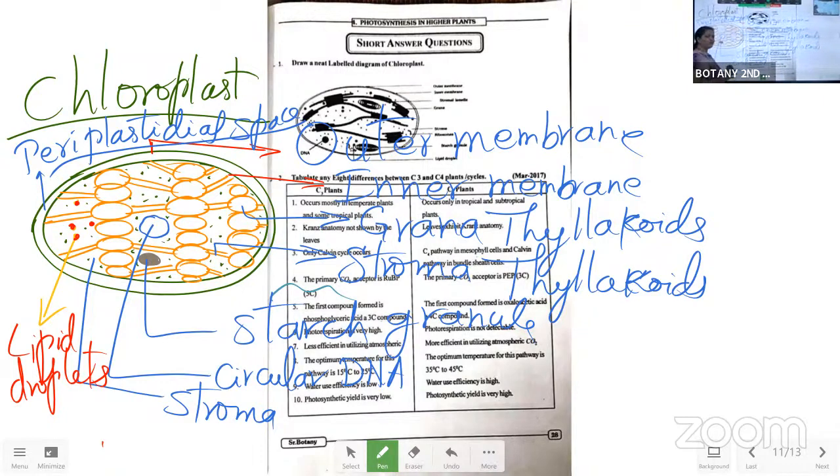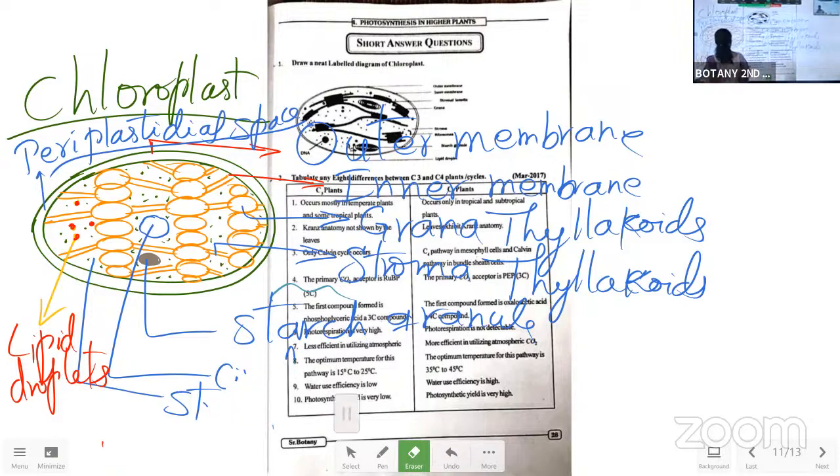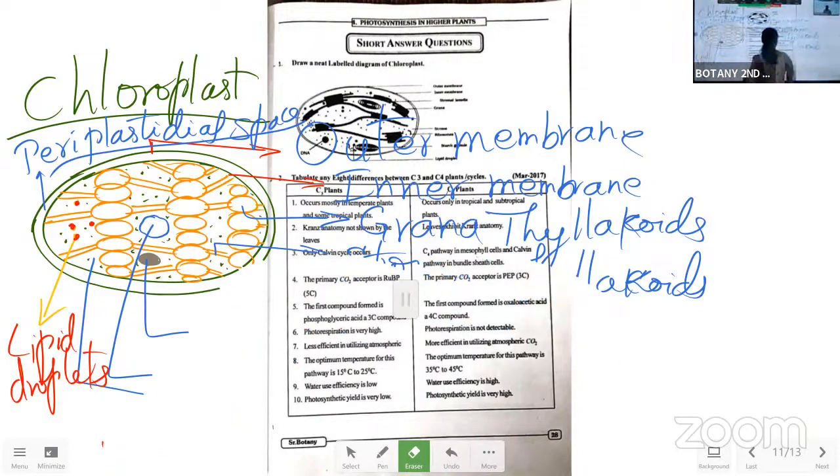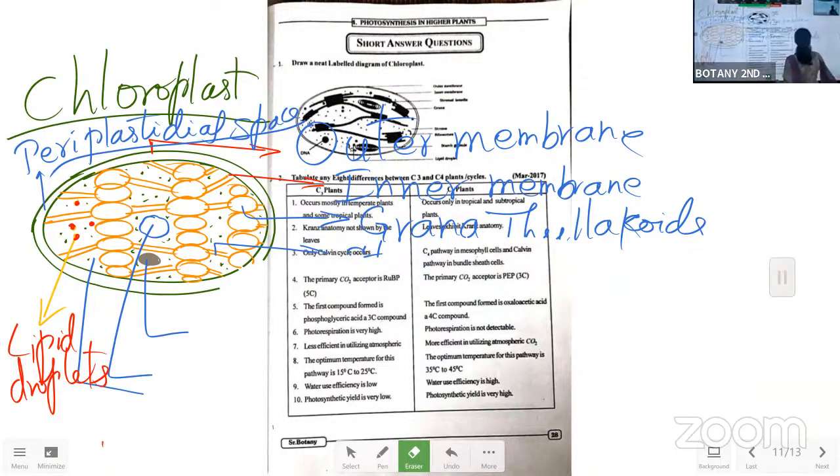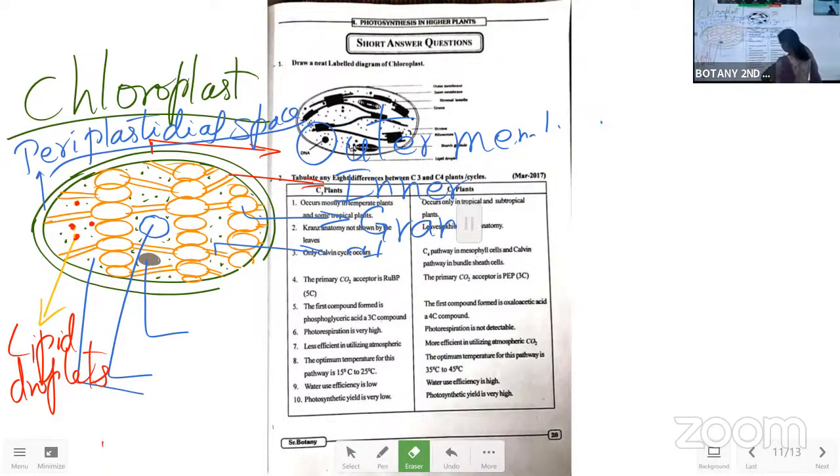Here, no need to write a single sentence, only the diagram should be neat enough and it should have the entire labeling part. Then only you will get 4 marks for this. That is, draw a neat labeled diagram of chloroplast. Okay, so we have to move to the next question.